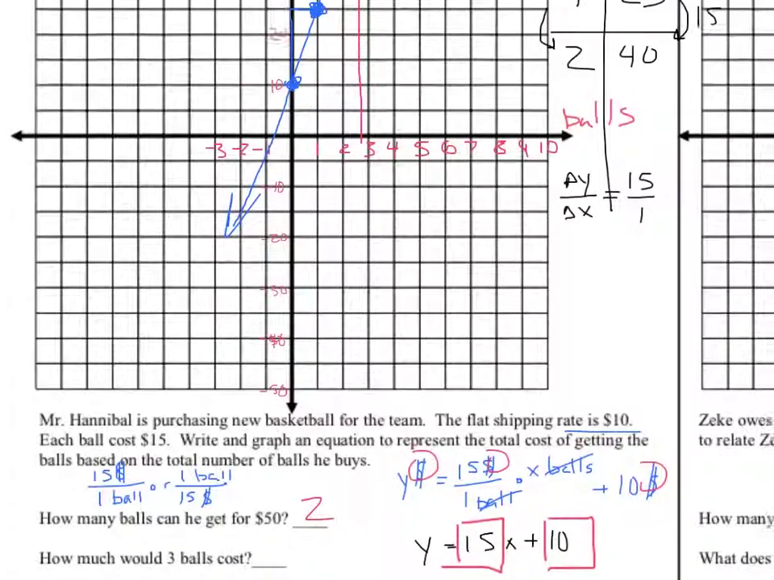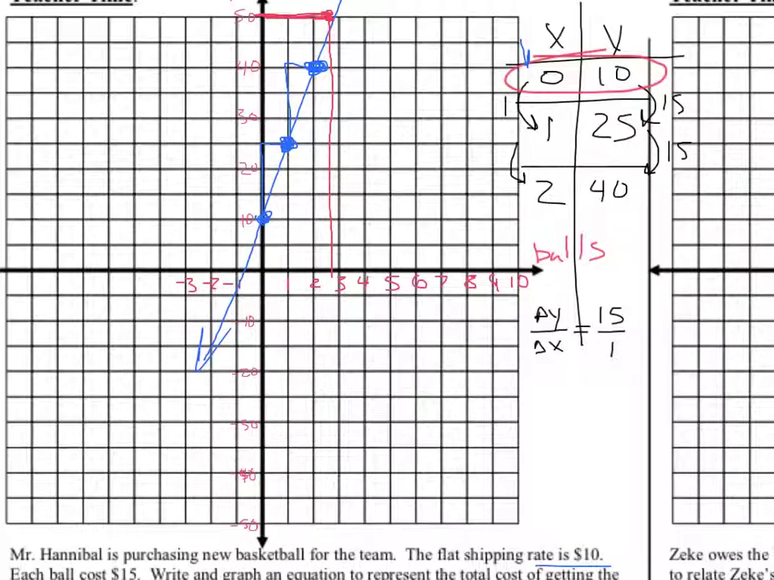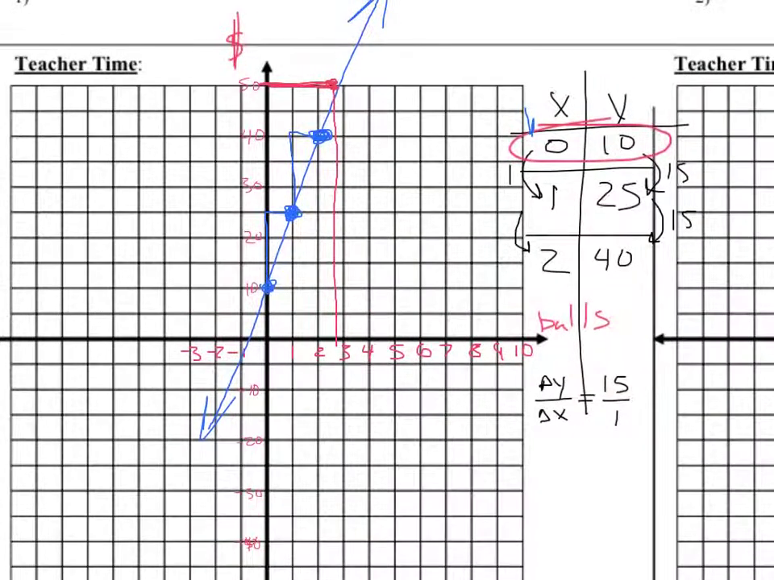I could come over to my t-chart and find where x is 3. I don't see that on my t-chart. Or I could come over to my graph and go up from 3 and see where it connects with my line. The problem with that is it's off my grid, so I can't actually really tell where that is. So in this particular case, our best way to figure this out is to plug it into the equation. We're going to get 3 times 15, which is 45, plus 10 more would be 55.